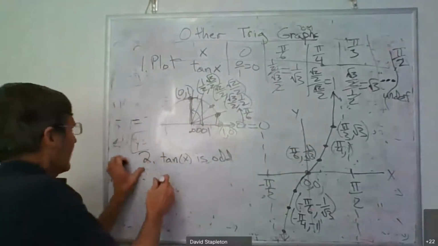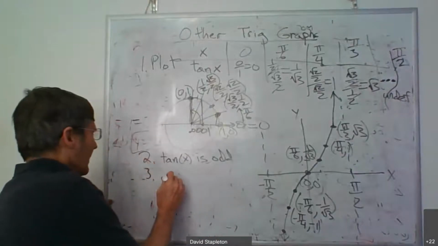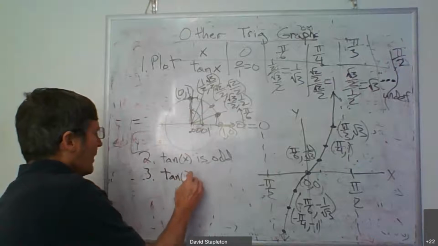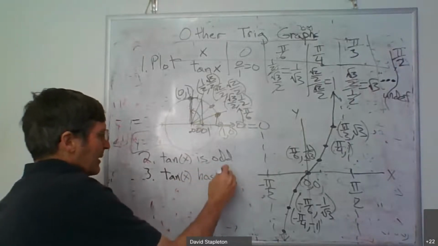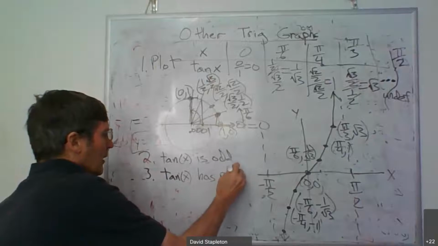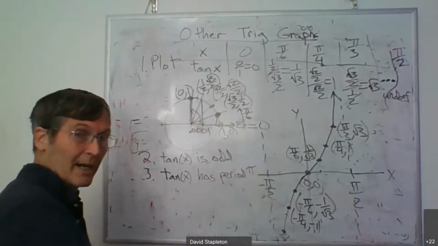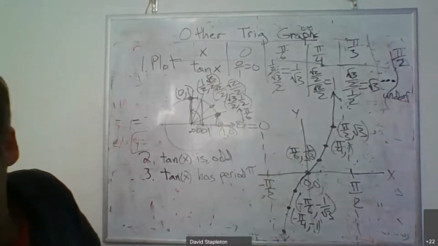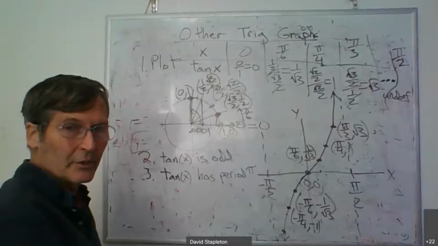And now finally, we can graph the whole rest of it from here, actually. Because tangent of x has period pi. We call it pi periodic is the other way of saying it. Unlike sine and cosine, their periods are 2 pi, right? This has period pi. And here's how you can see it. I'm not going to do all the details.